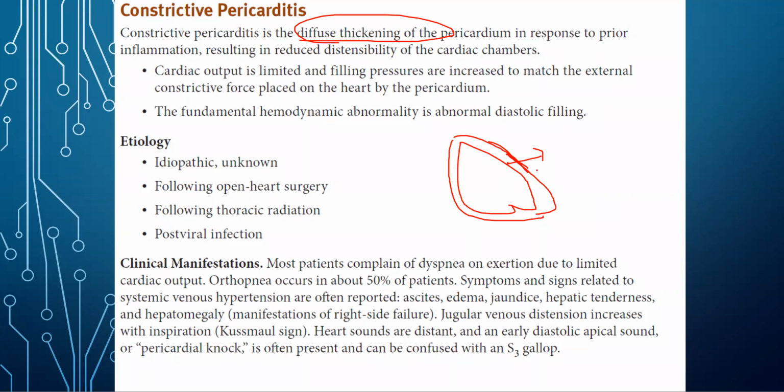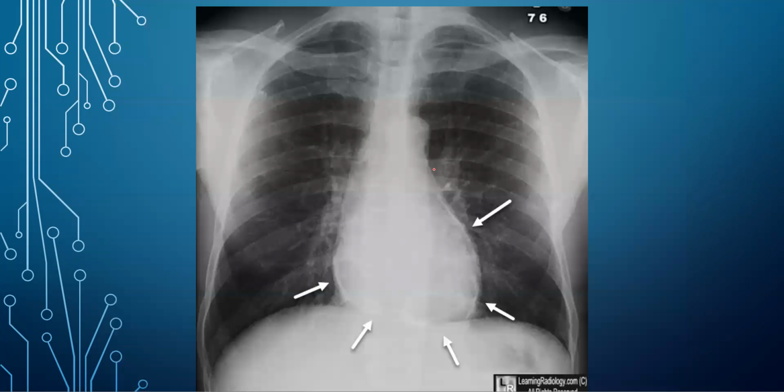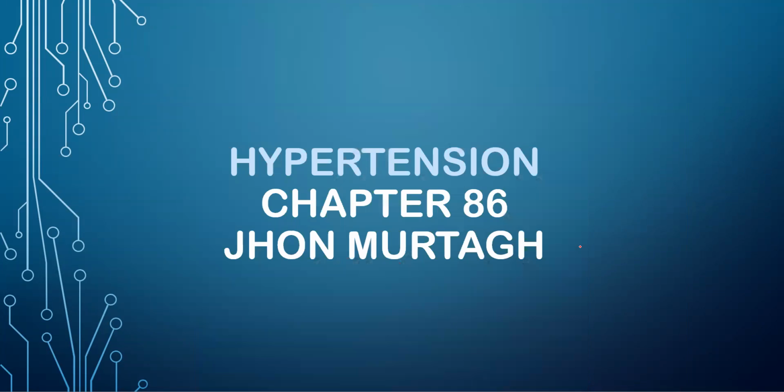Okay, so the features of diastolic heart failure, like any of the heart failure features, will be there. And sometimes if you do an X-ray, you can get an eggshell appearance. This is actually the calcification of the pericardium. It looks like an eggshell, and that is the finding of constrictive pericarditis.